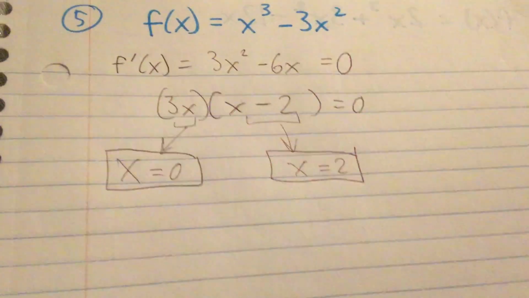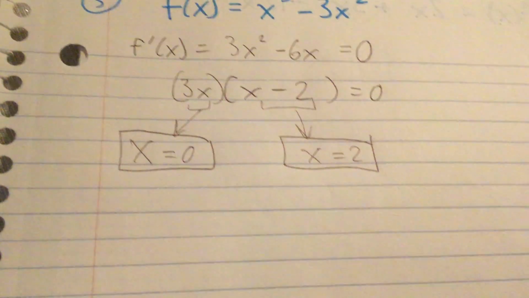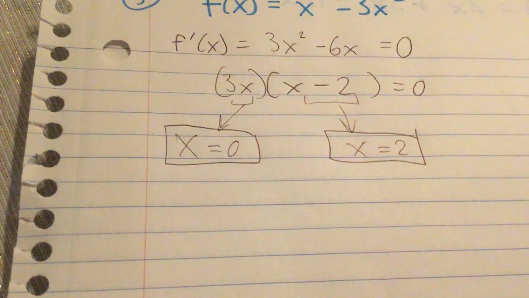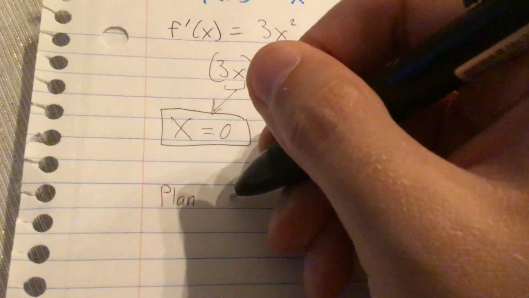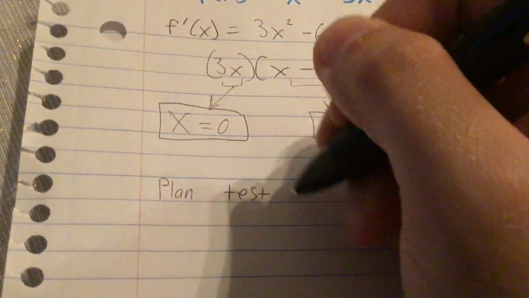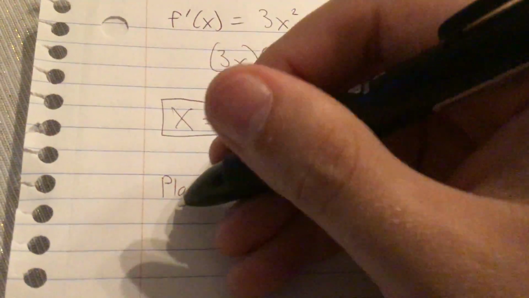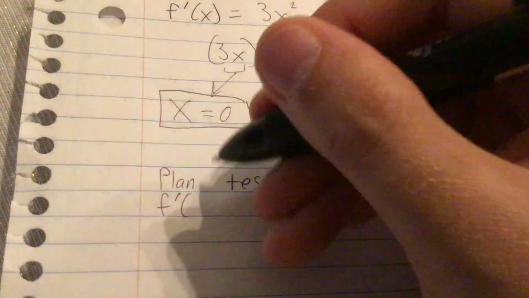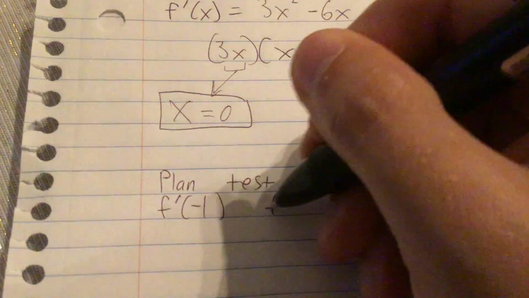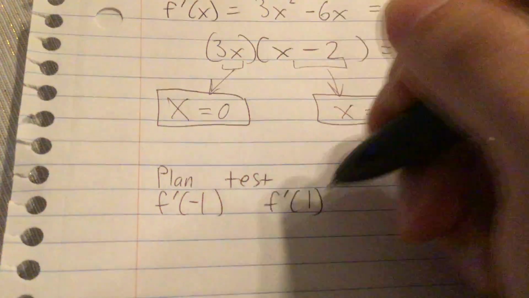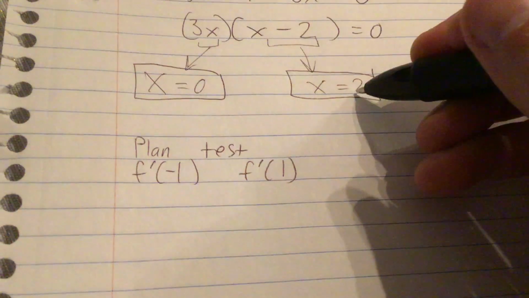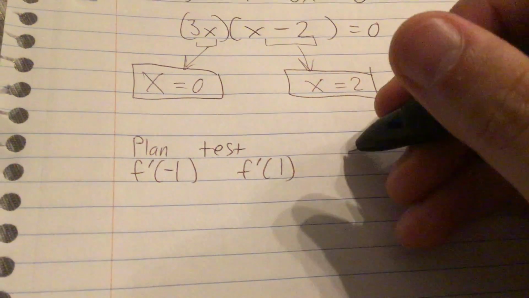Now we've got two critical points. I am not looking forward to this. So let's think about this logically. So my plan is to test before and after 0. So I'm going to plan the first derivative test for f prime of negative 1, f prime of 1, and then f prime of 3.